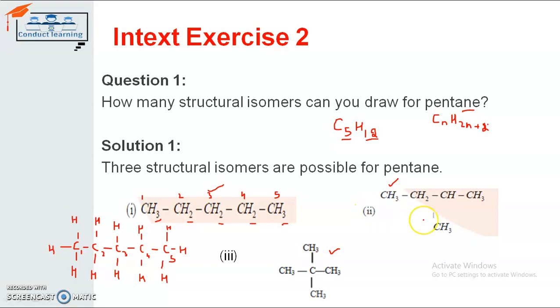The next one is where there is a branch. For the branch it can be designed as CH3, CH2, CH, CH3, CH3. For the ring you can have the structure like that.